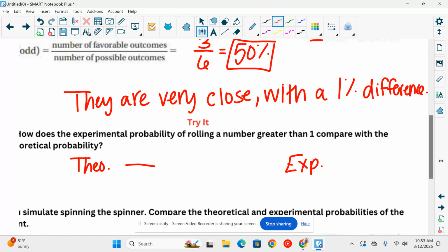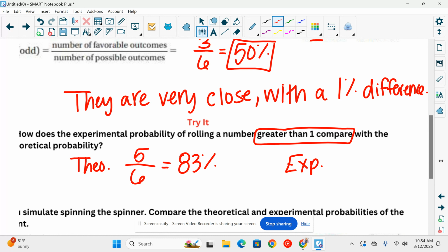How many total possible answers are on a number cube? 6. Our event says greater than 1, so how many of them are going to be greater than 1? 5. So without shouting it out loud, write down 5/6 and convert it to a percent. You should get 83%. I know it turns out to be a really long number, but we're just going to round it to 83%.